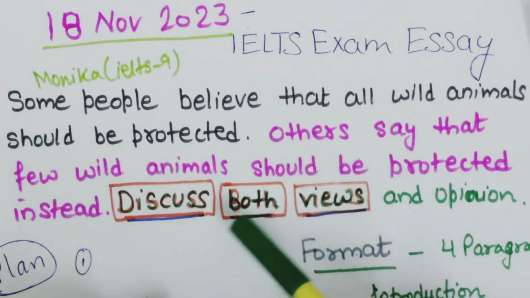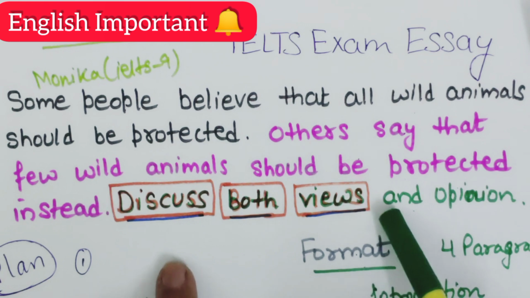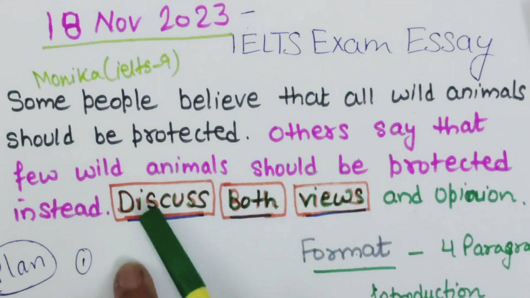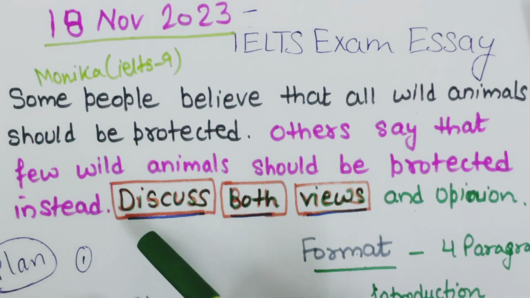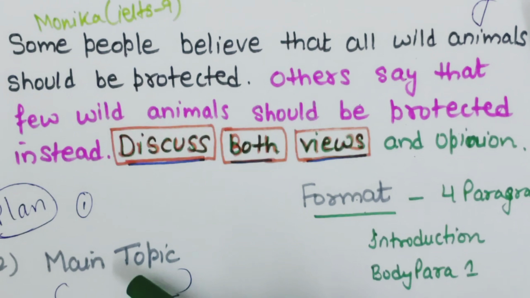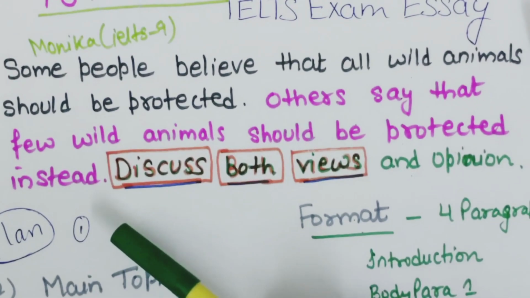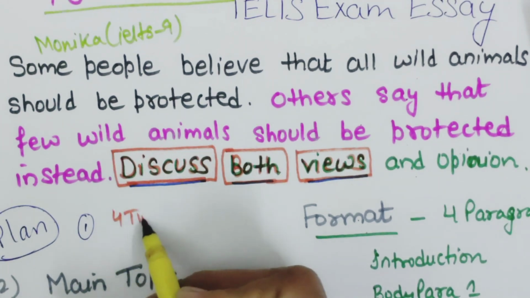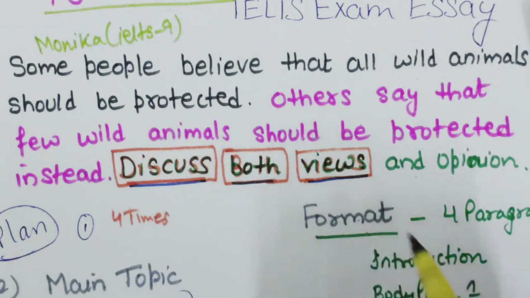You have to focus on how to solve and write this discuss both views IELTS essay, IELTS writing task 2. The first step is, as you know, to read the question statement 4-5 times so that you can come out with the main important topic and its subtopics also. So how to plan? We have to read it 4 or 5 times. This topic seems easier, but that doesn't matter.